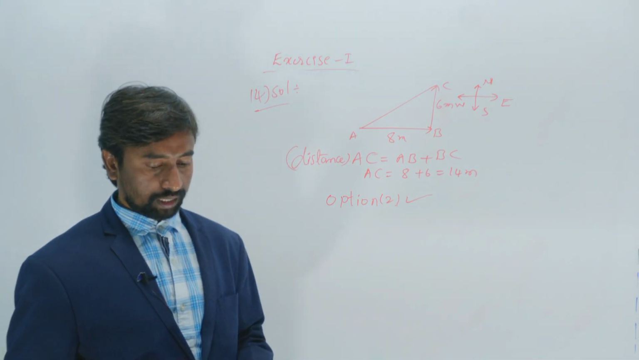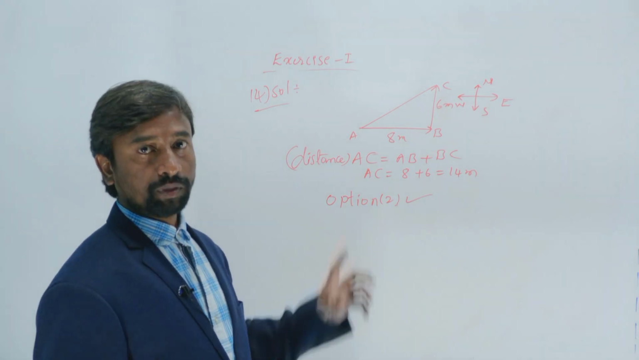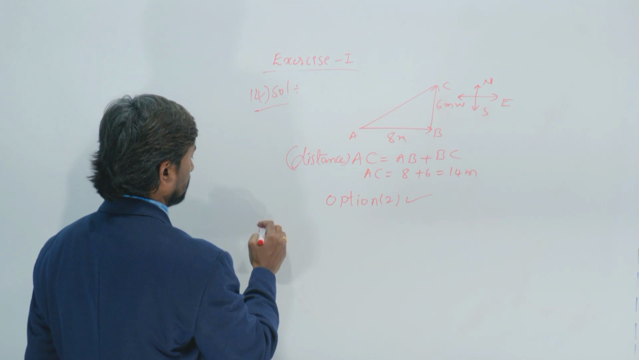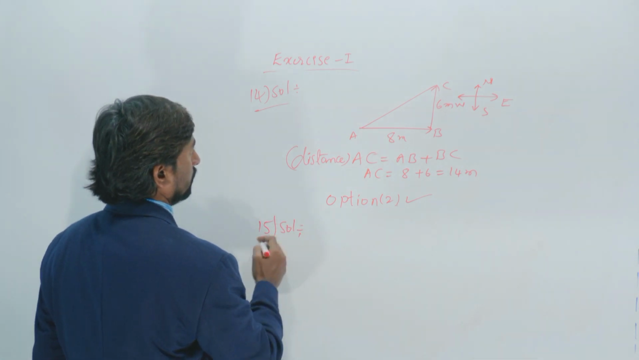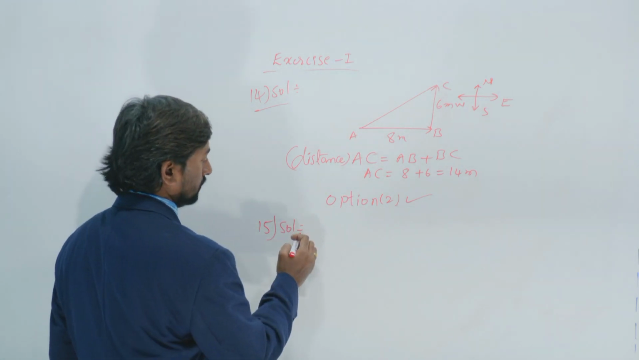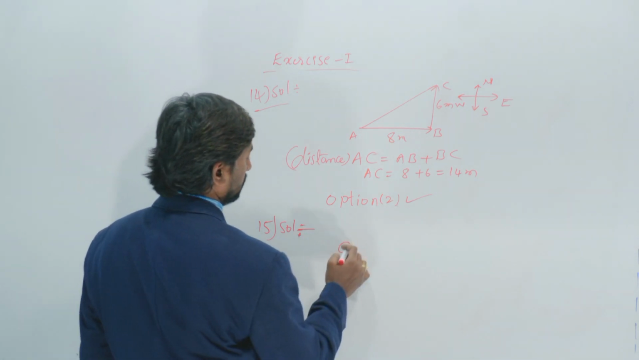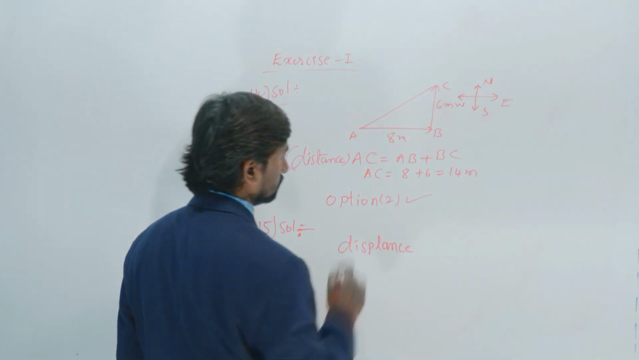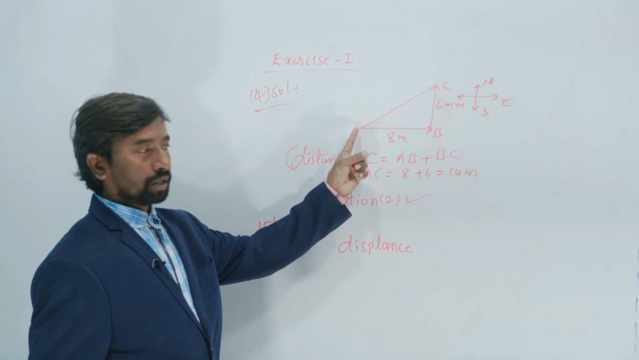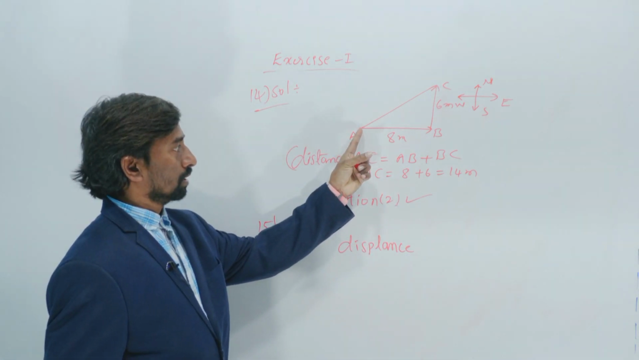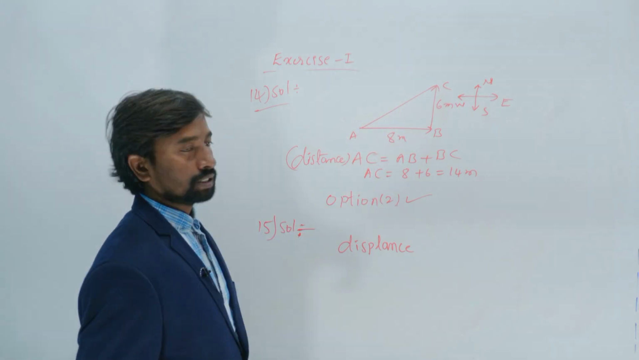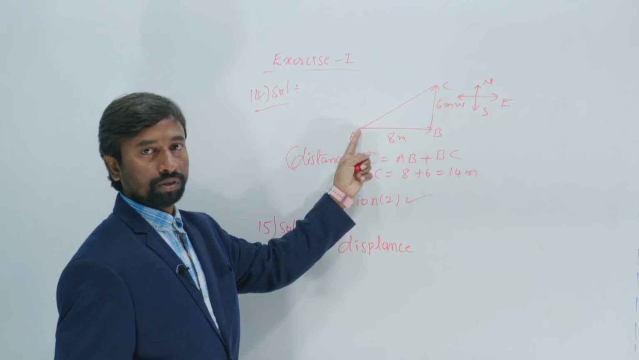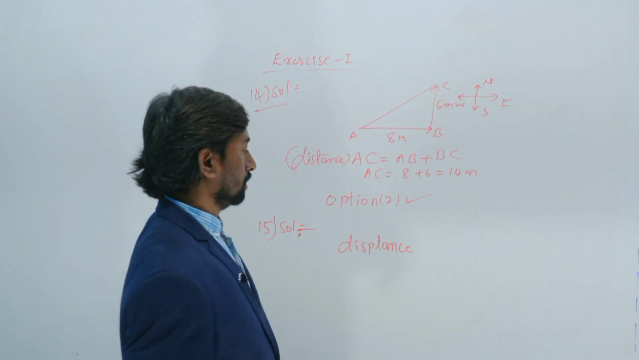Now 15th one. In the above problem, the magnitude of the displacement is? From this problem only, they are asking the magnitude of the displacement. Displacement is nothing but the shortest distance between the initial and final position. A is the initial position and C will be the final position.